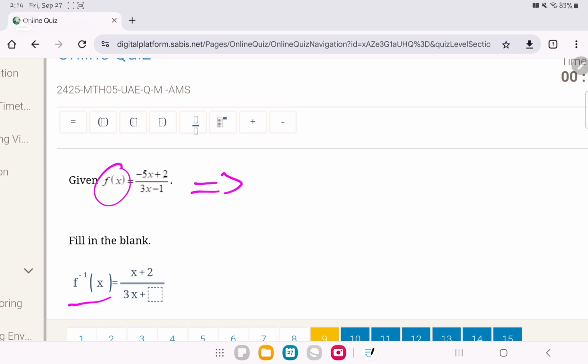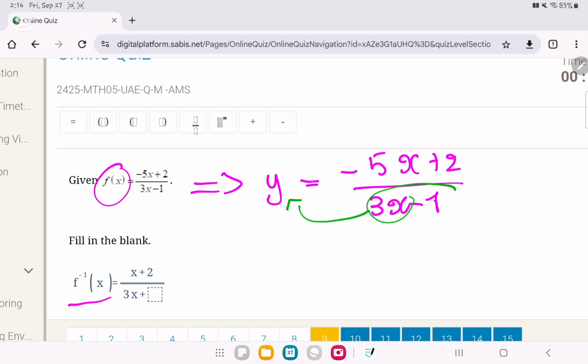First of all, we're going to take the f(x). We're going to name it y. Okay? y is equal to (-5x + 2) over (3x - 1). Now, we're going to bring this here and we're going to multiply it by y. It becomes 3xy - y is equal to -5x + 2.